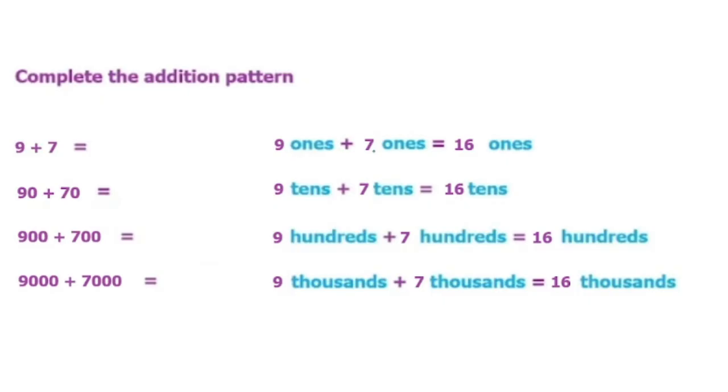So 9 plus 7 ones equals 16 ones. So we have 16 ones here. 90 plus 70 equals 16 tens. So that's going to be 1 6 and a 0. 900s plus 700s equals 1600s. So that's going to be 16 with 2 zeros.